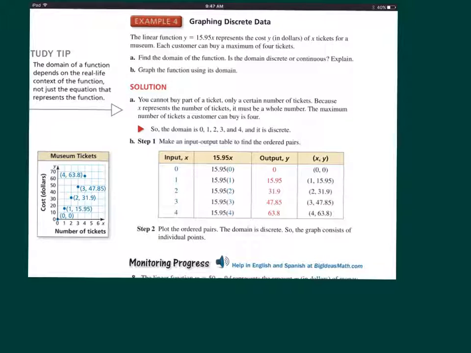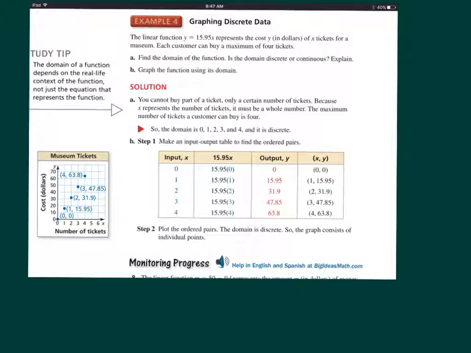So I'm going to just talk about these problems here. And again, just so long as you understand, look at the problem and tell me what's going on here. So this is perfect. This is the ticket example I just got done talking about. We should know right away, for each ticket I buy, I'm going to spend another $15.95. This is going to be a discrete domain.